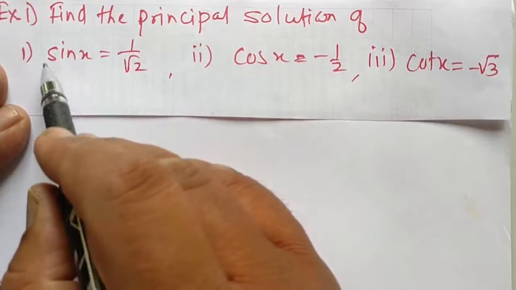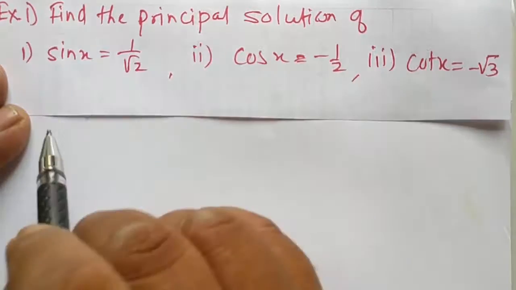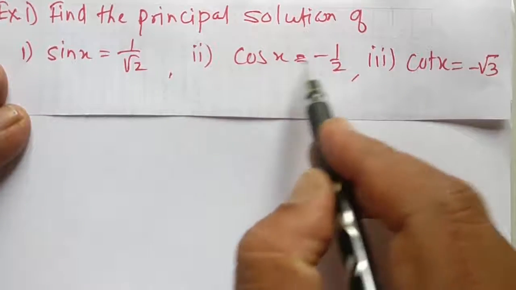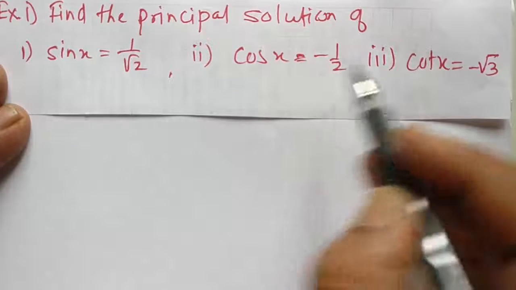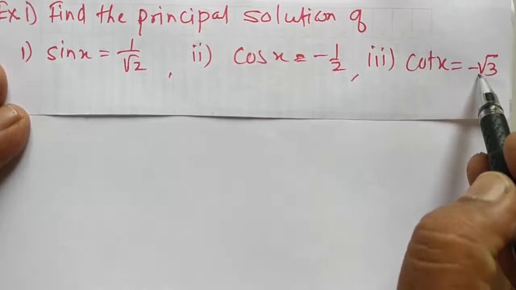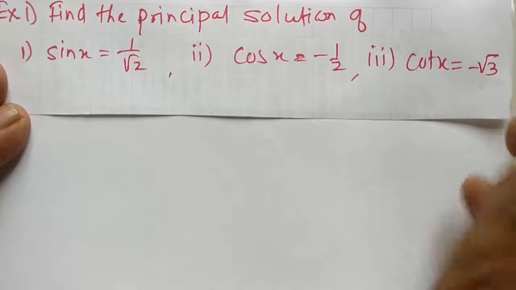Here the first example is sin x is equal to 1 upon under root 2. The second example is cos x is equal to minus 1 by 2, and the third example is cot x is equal to minus under root 3.